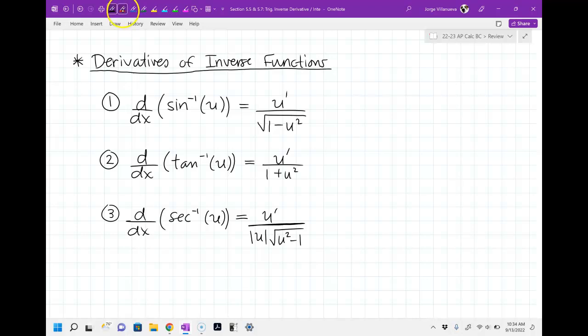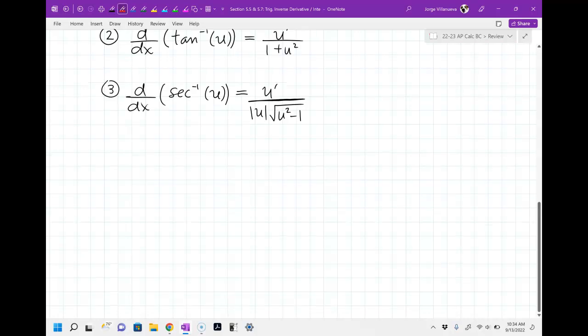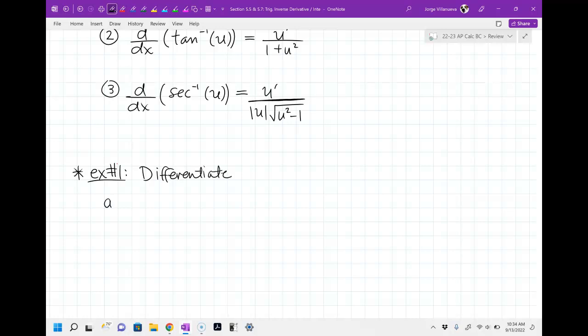So we're just going to do some examples, and then we're going to move on to section 5.7, which is the integral portion of this. Okay, so here we go. Example number 1. Actually, hold on, let me keep this in black here. And that's going to be differentiate. So part A: d dx of sine inverse of 2x.